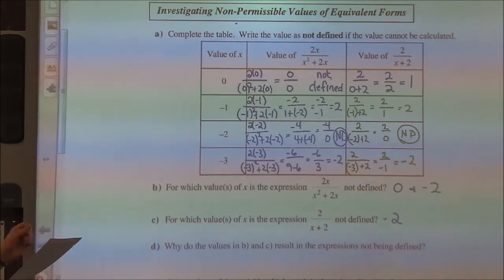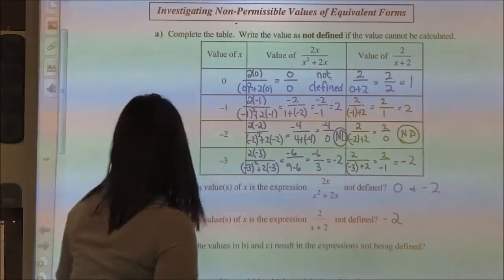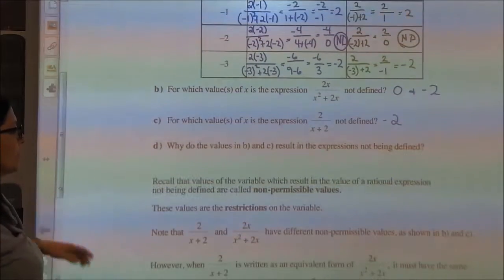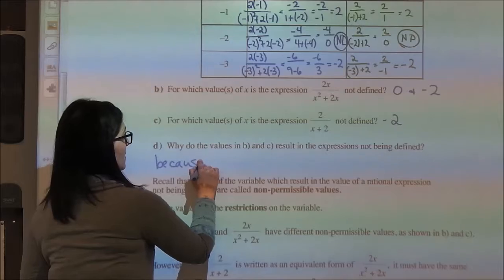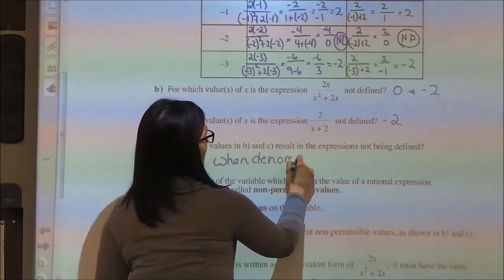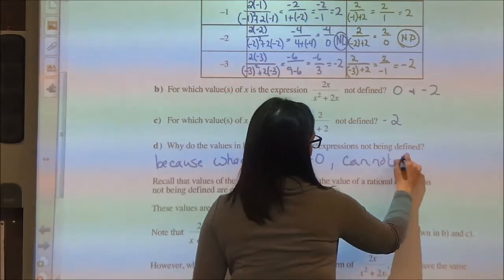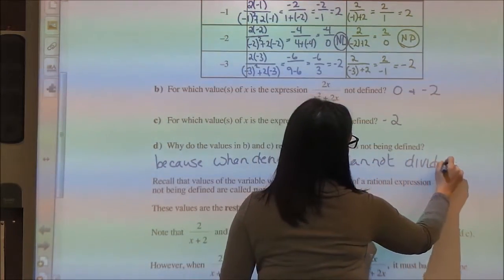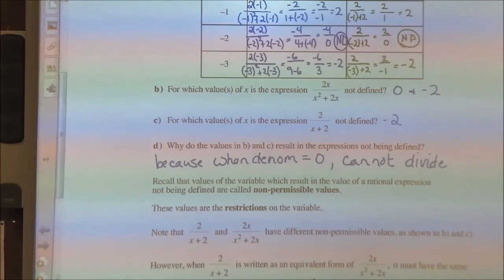So why do these numbers result in the expression not being defined? Because when the denominator equals 0, you cannot divide. And in each of these cases, these values create 0 in the denominator. Again, these are restrictions. Okay?